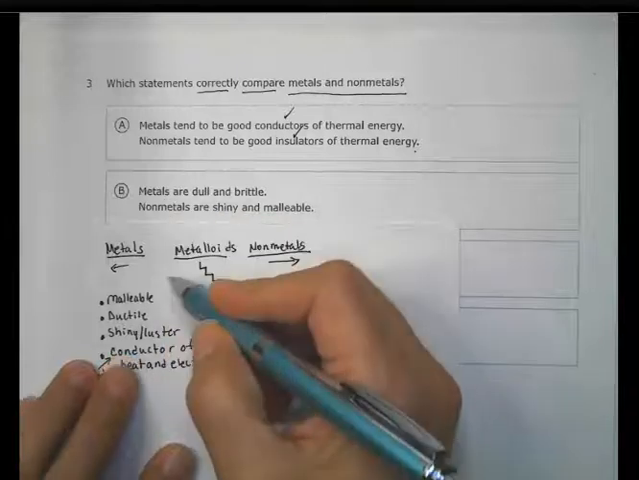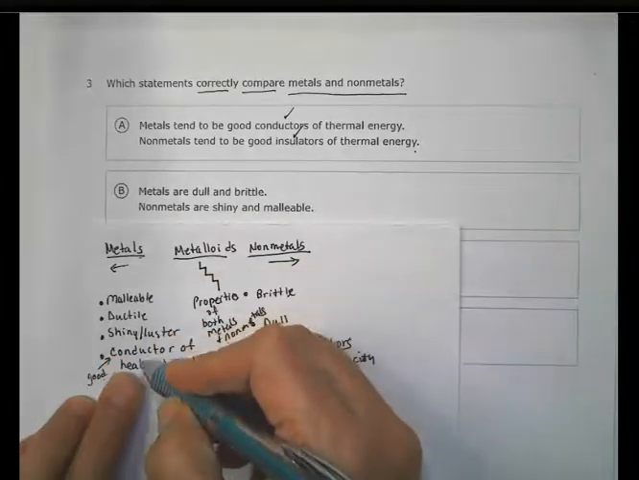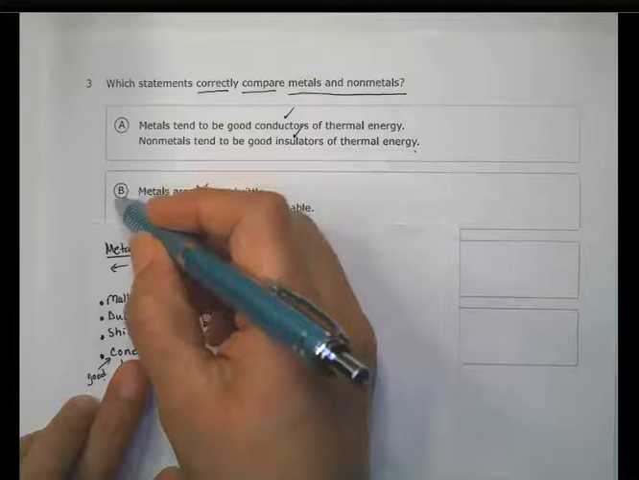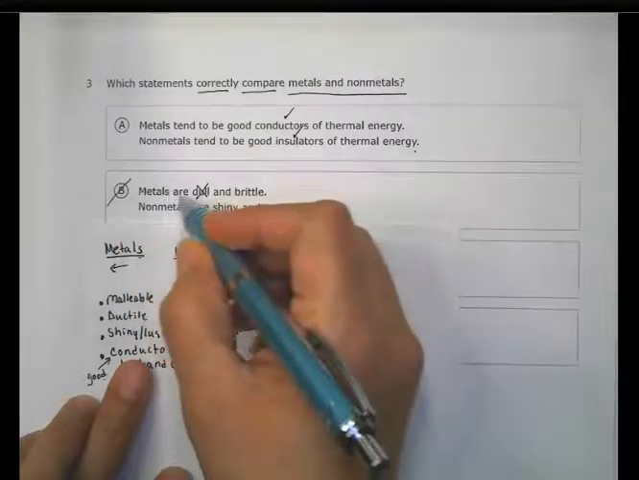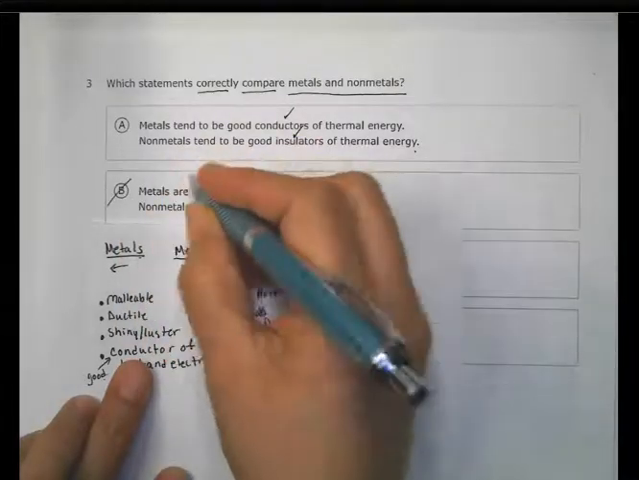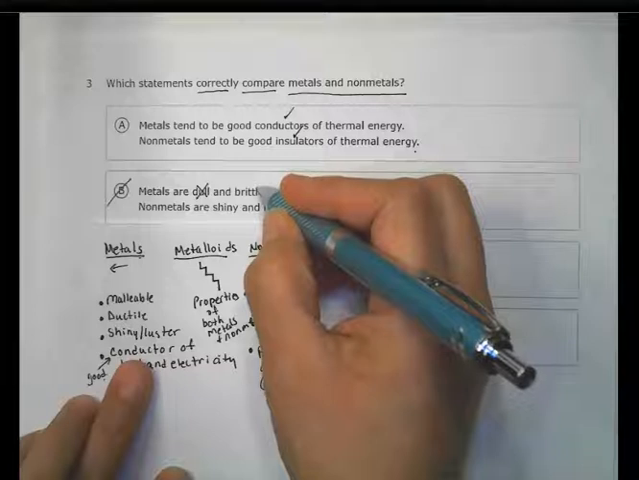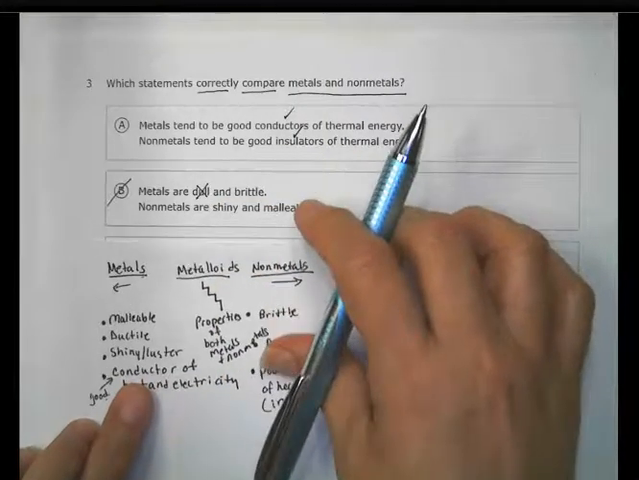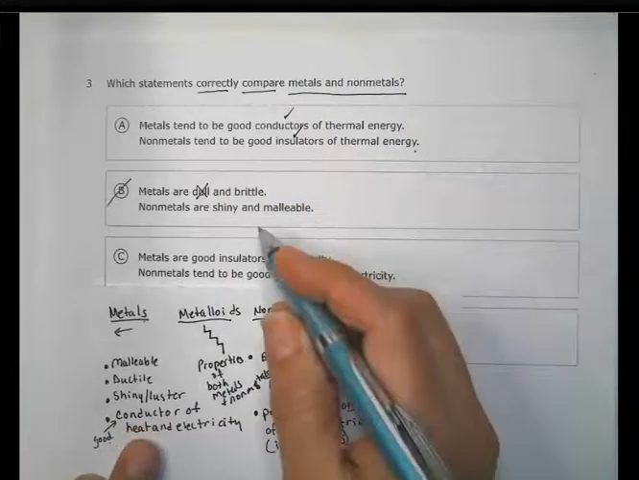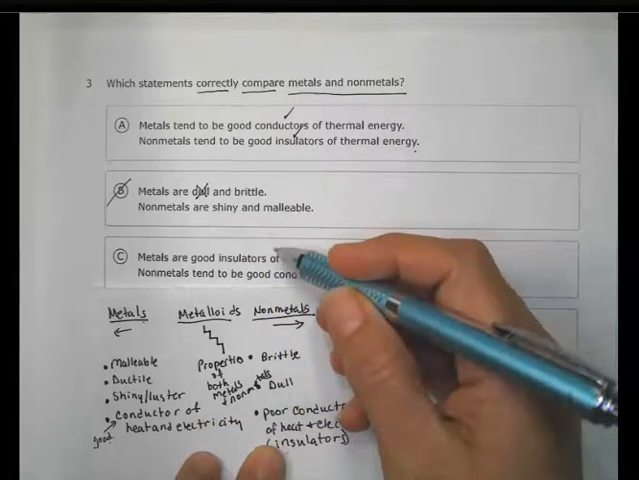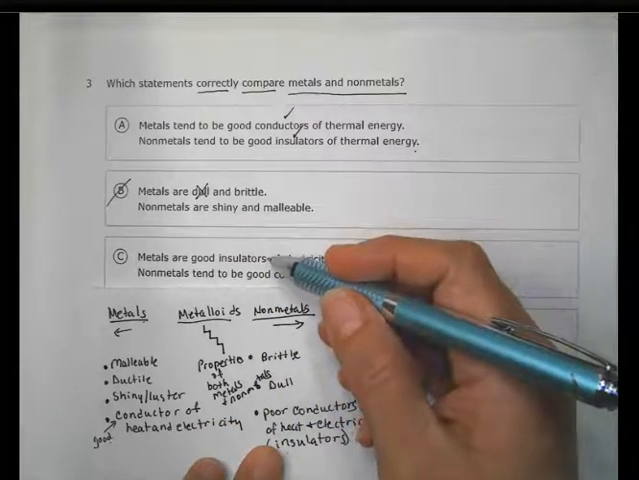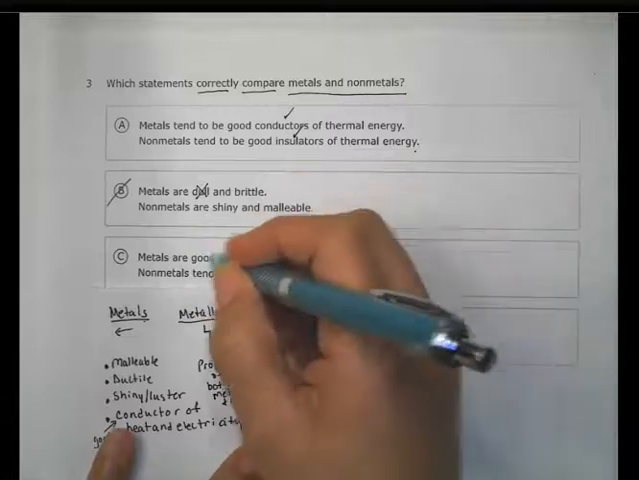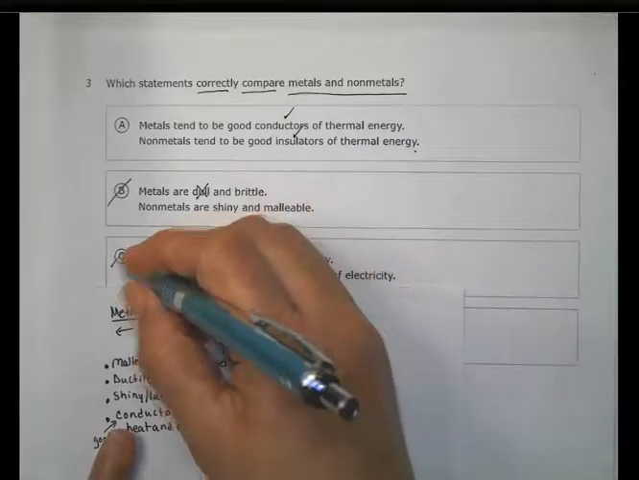Metals are dull. Metals over here, we never said that they were dull. Non-metals are dull. Okay, so this is false. So then they're supposed to be shiny and malleable or ductile. So then I'm going to go to the next one. Metals are good insulators. No. Okay. The insulators are the non-metals. So then metals are good insulators. No, these are supposed to be the non-metals.